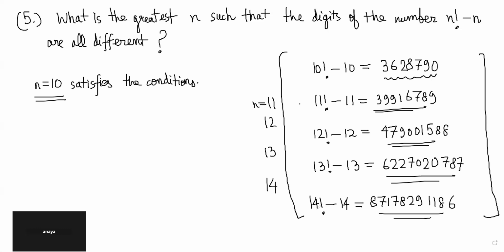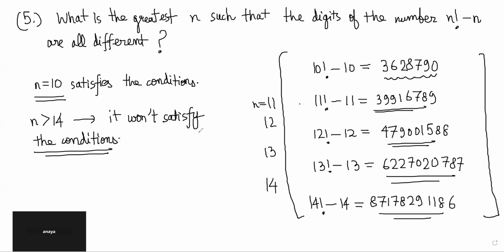So the question is now over if you can prove that for n greater than 14 also, it will not work. It won't satisfy the conditions. So basically, you have to prove that somehow. Do you understand what I'm saying? Yeah. The digits should repeat there somehow. Yes.